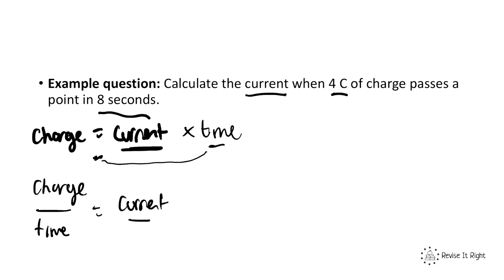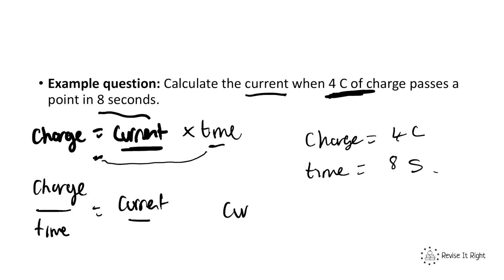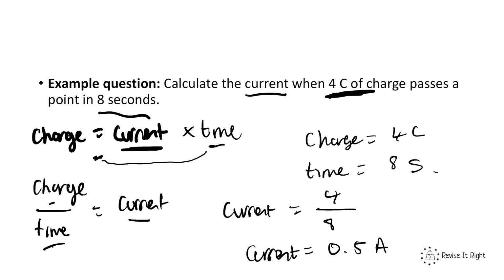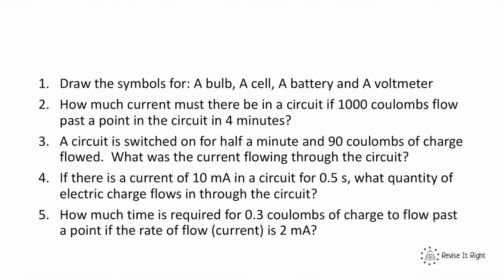Then what we're going to do is find the values that we know. So our charge is 4 coulombs. So charge is equal to 4 coulombs. And our time is equal to 8 seconds. And then we're going to put this in our equation. So current is equal to charge, which is 4, divided by time, which is 8. Therefore, current is equal to 0.5 amps. Remember the unit is amps. What I'd now like you to do is have a go at answering these questions here, and then we'll go through the answers together. So pause the video now.